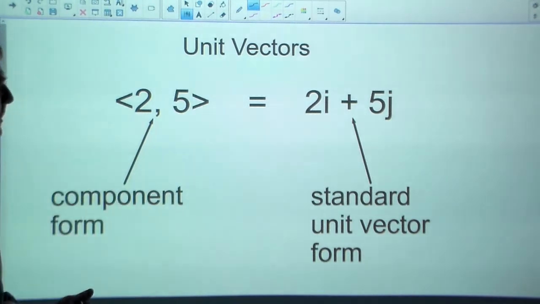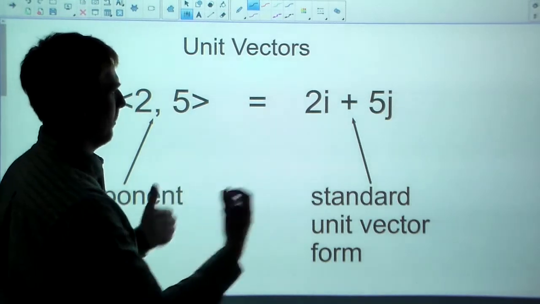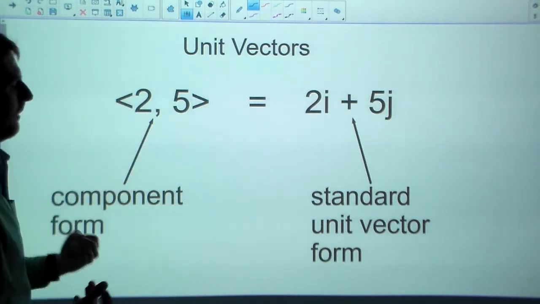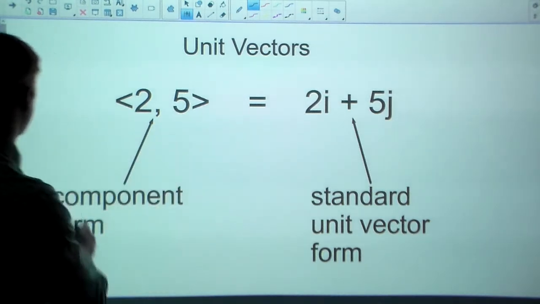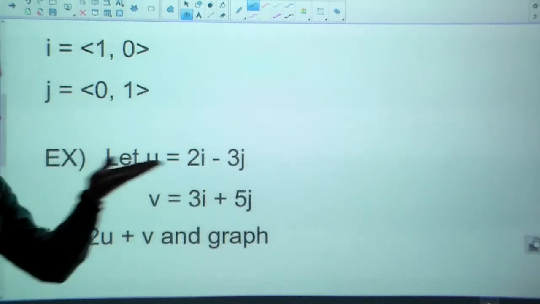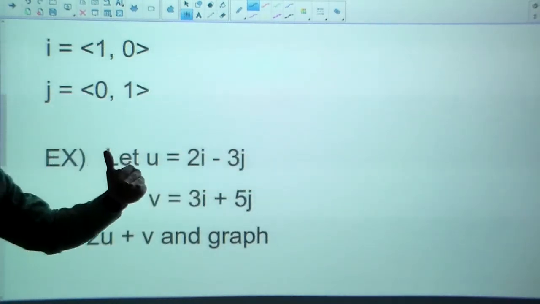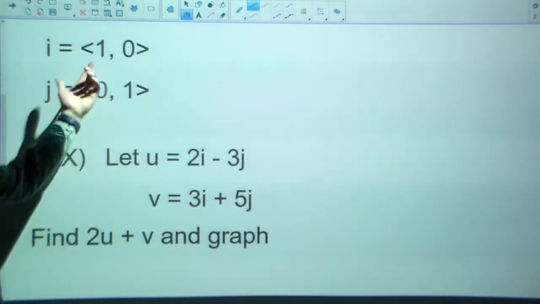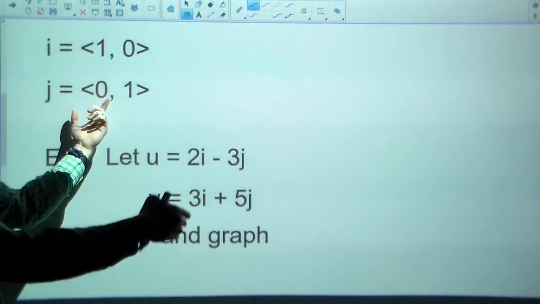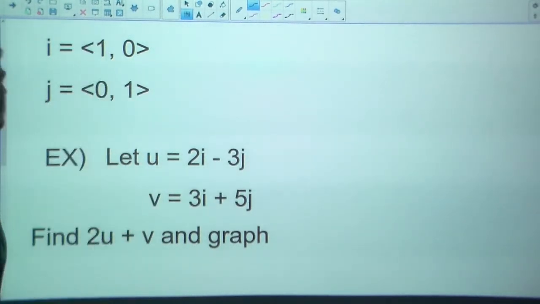And if you get into 3 dimensions, you'll see a k involved. So it's just ij for x and y, basically. X amount, y amount. So component form has the pointy brackets. Unit vector form has ij. These two are just kind of there for technical details. i is going over 1 to the right horizontally. j is just going up, and that's it. So this is just 1 over, 0 up. j is 0 over, 1 up.